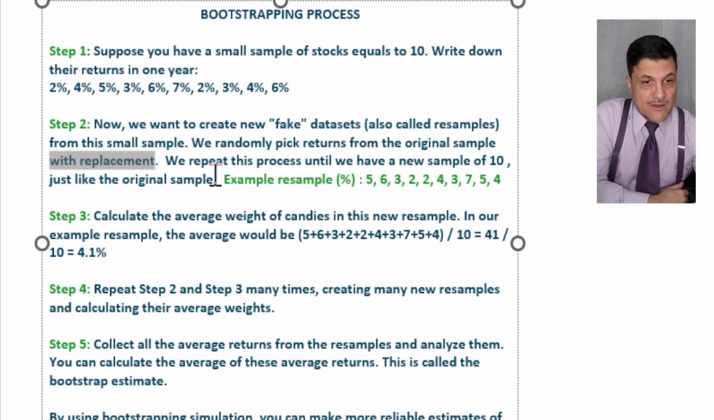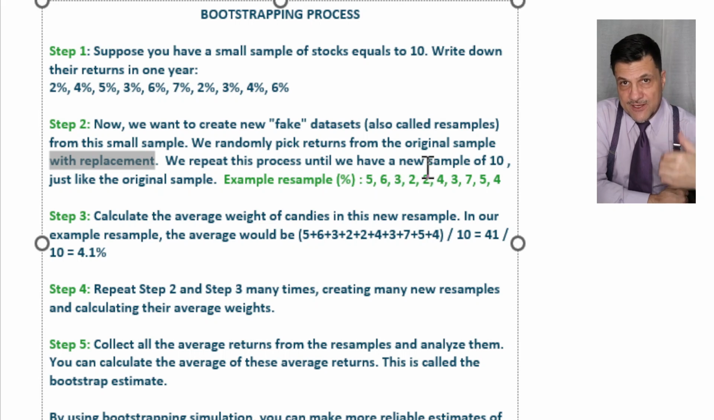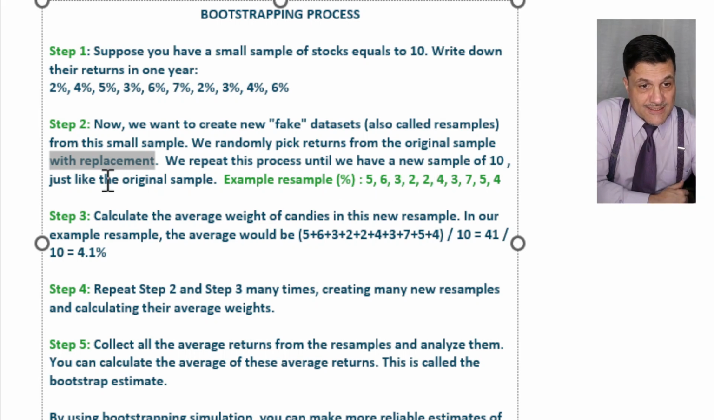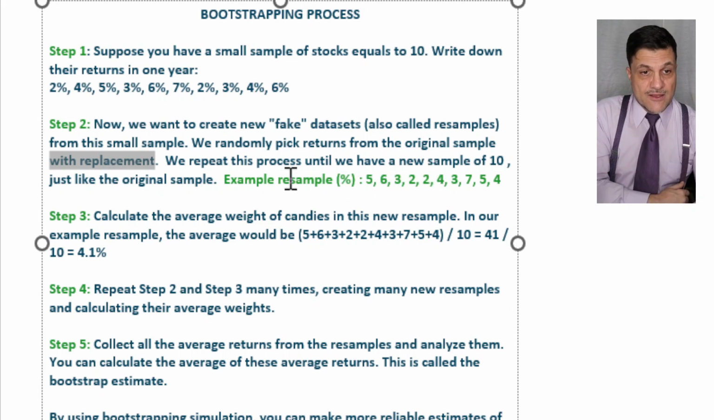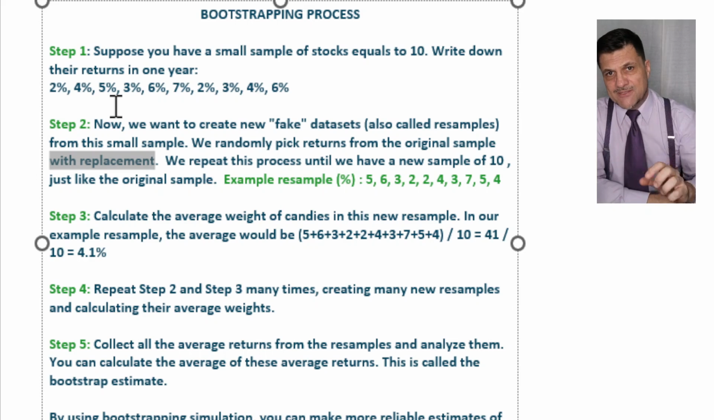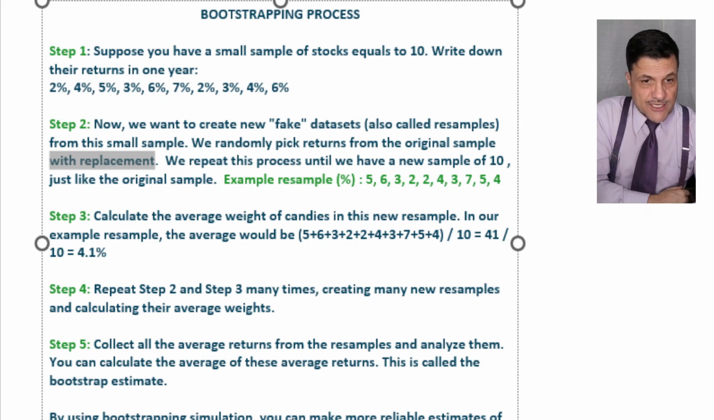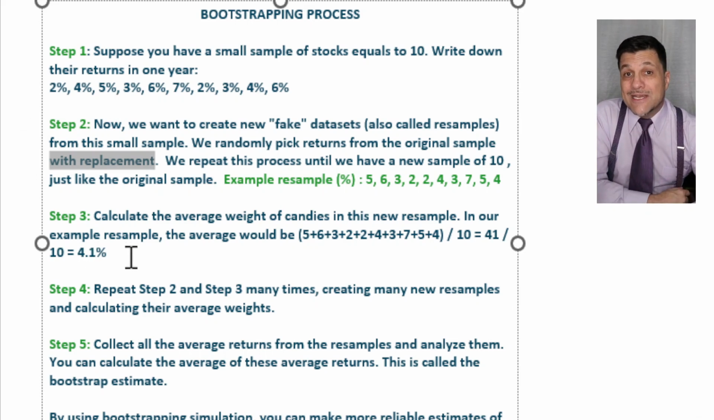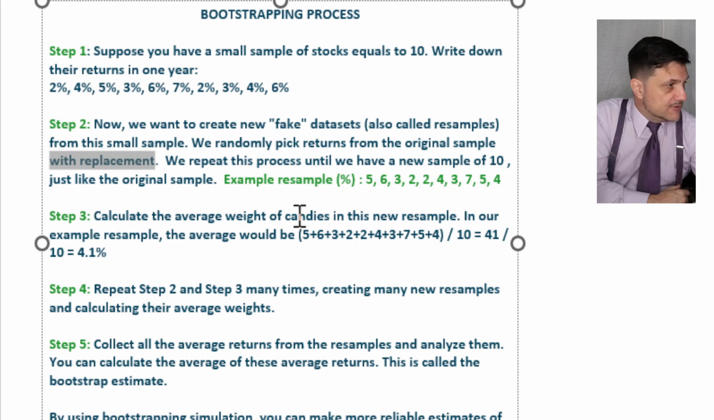Then you keep repeating this process until you have 10 numbers. That means you could take the number 2 ten times, yes, or the number 4 ten times, because it's with replacement. Then look what you're going to do now: you're going to calculate the average return.